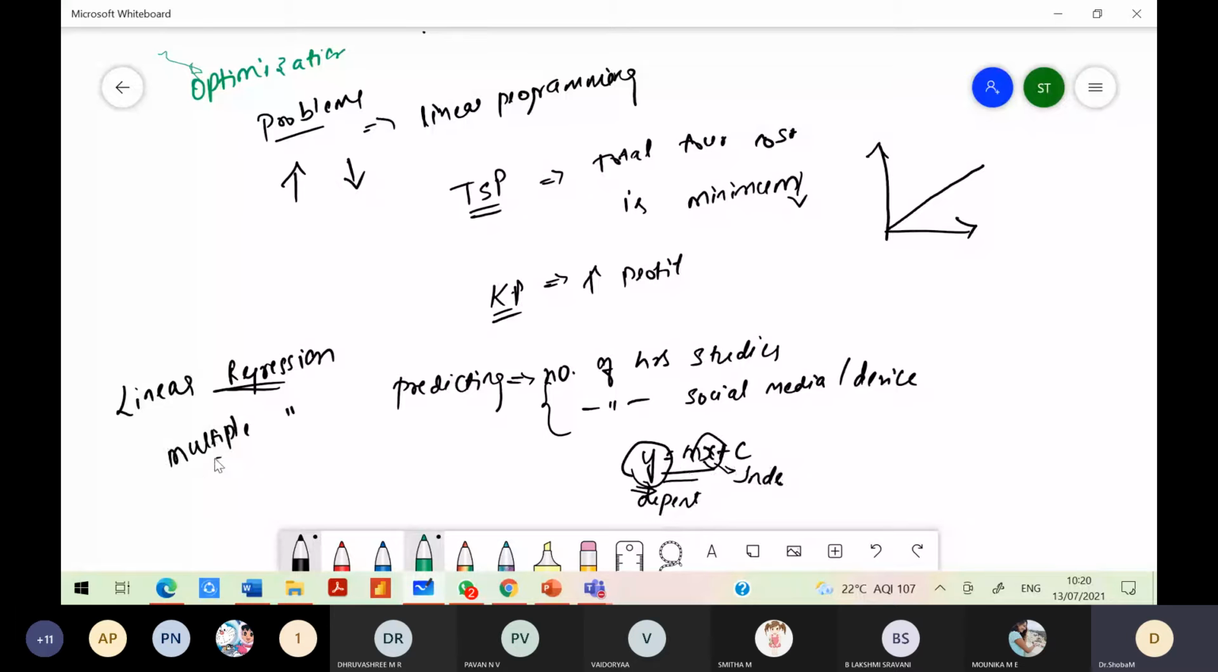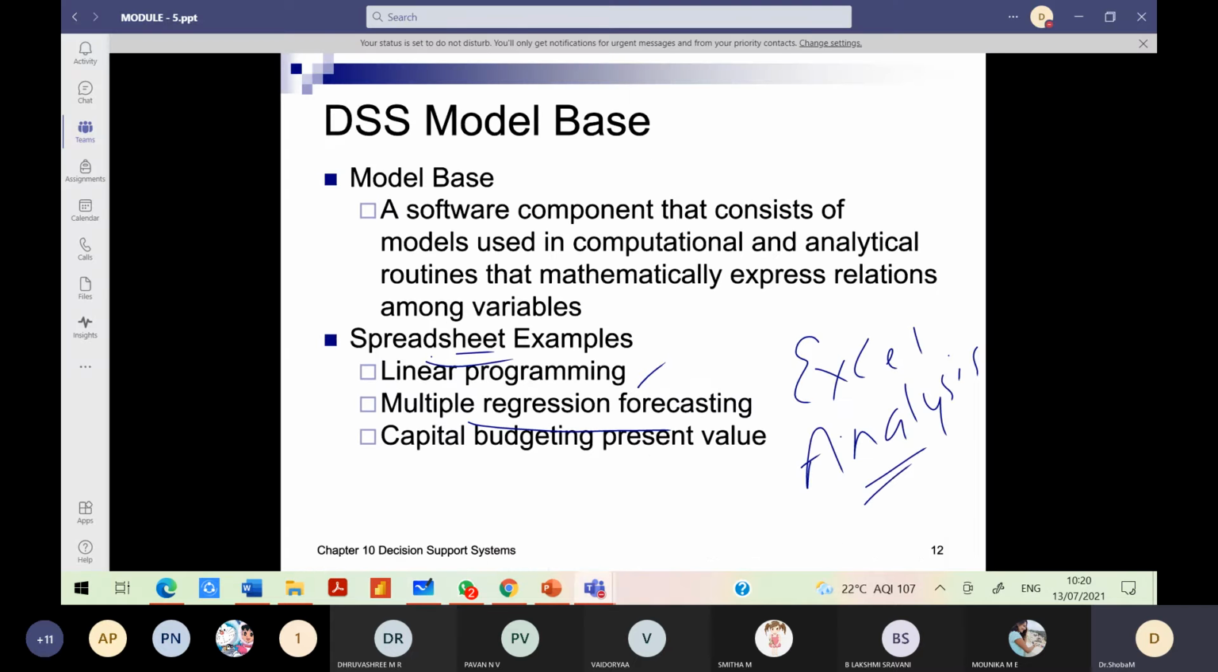But when it comes to multiple regression, the concept remains the same, but the only difference is that in multiple regression we will have more number of what? Dependent or independent variables? More number of independent variables. So that we can consider more independent variables and their respective values and then figure out the value of the dependent variable y. Okay, students, so this is multiple regression forecasting.